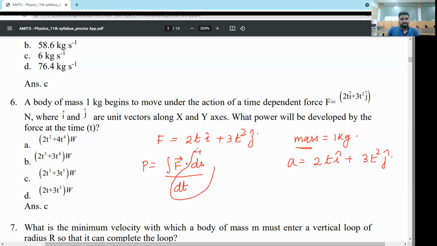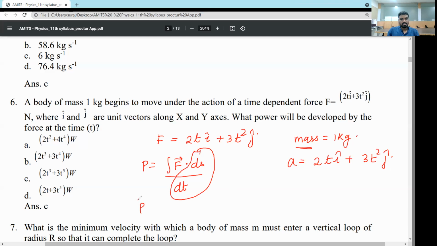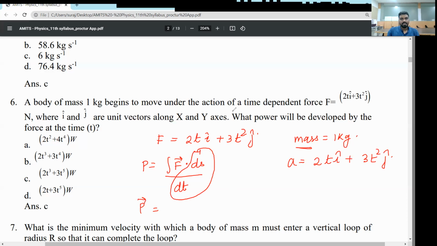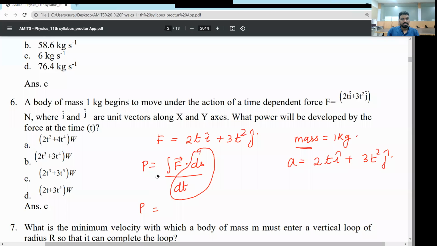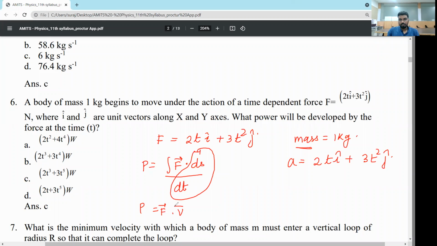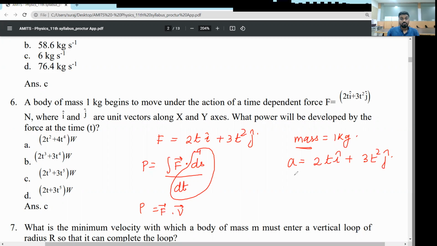This ds by dt is V, right? So power I can write as, power is a scalar quantity, F vector dot V vector. F vector is already given. V vector I need to find. V vector, how will we find?